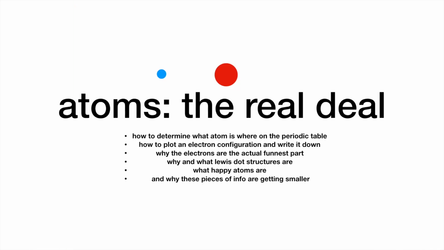Okay, so today you learned how to determine what atom is where on the periodic table, how to plot an electron configuration and write it down, why electrons are the actual funnest part, what and why Lewis structures are, what happy atoms are, and why these pieces of info are getting smaller. By the way, I didn't answer that last one, but the answer to that is I have no idea.